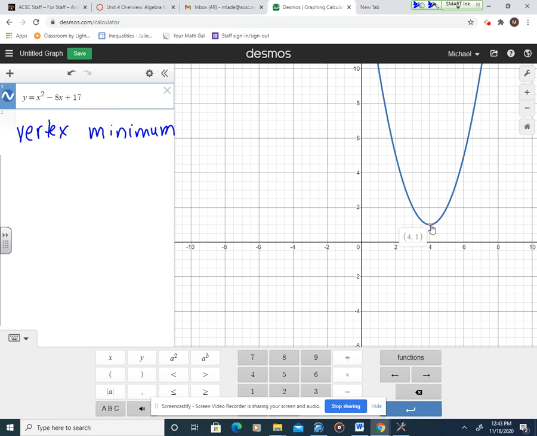Now let's find the x-intercepts. Okay. So where does my graph cross the x-axis? It doesn't. Remember, this line right here is the x-axis. This graph here will never cross that line. So it doesn't have x-intercepts. You can just say there is none.